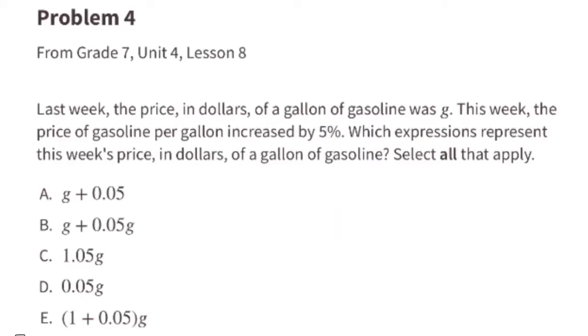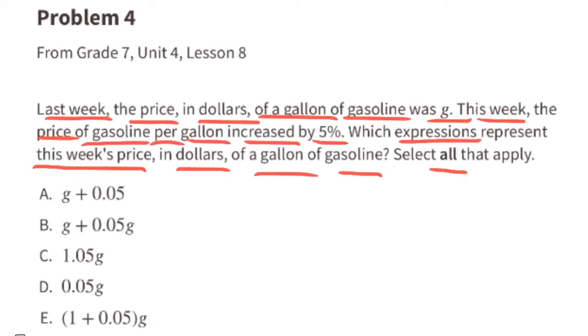Problem number 4 from 7th grade Unit 4, Lesson 8. Last week, the price in dollars of a gallon of gasoline was G. This week, the price of gasoline per gallon increased by 5%. Which expressions represent this week's price in dollars of a gallon of gasoline? Select all that apply.